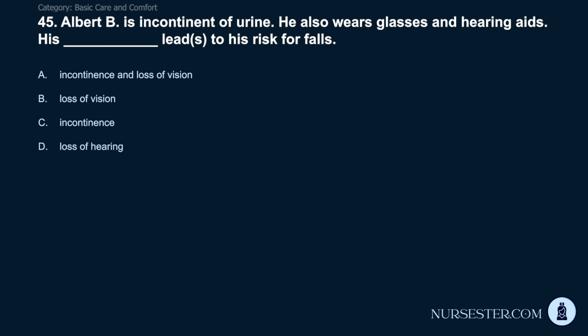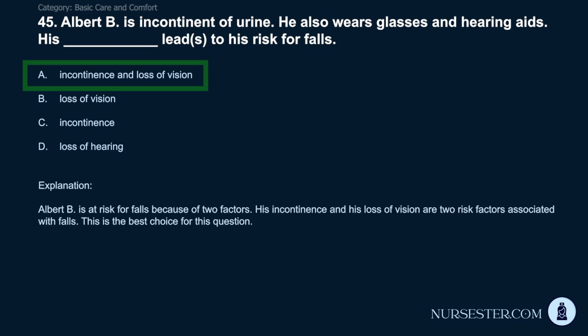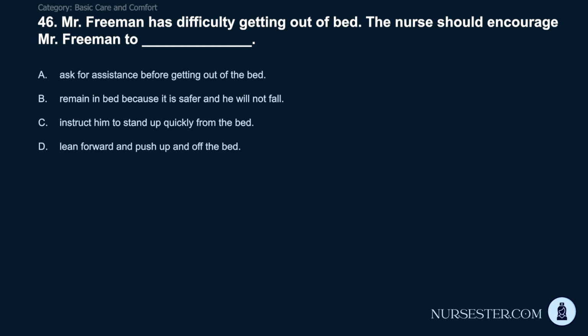45. Albert B. is incontinent of urine. He also wears glasses and hearing aids. His underscore leads to his risk for falls. A. Incontinence and loss of vision. B. Loss of vision. C. Incontinence. D. Loss of hearing. Correct answer, A. Incontinence and loss of vision. Albert B. is at risk for falls because of 2 factors. His incontinence and his loss of vision are 2 risk factors associated with falls. This is the best choice for this question. 46. Mr. Freeman has difficulty getting out of bed.